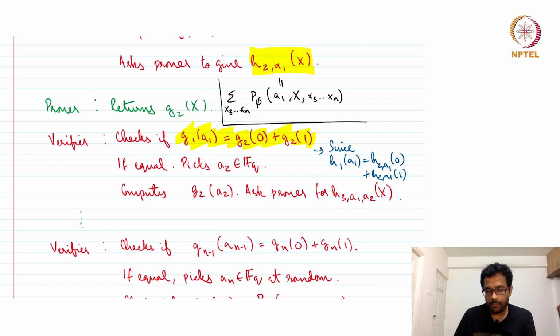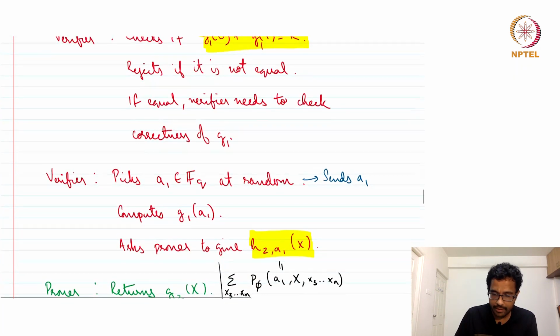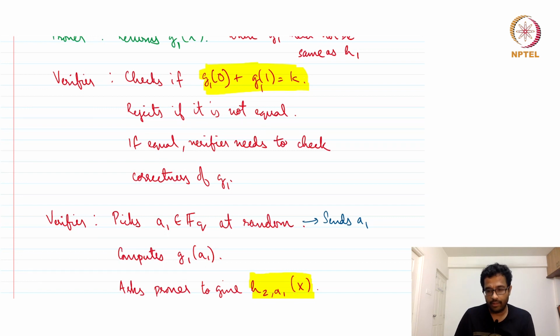The challenge here is that every time, the prover does not know which random value is chosen from the field. As I said before, g1 could be engineered in such a way that g1 of 0 plus g1 of 1 equals k. But then he is already committed to the polynomial g1. Now the verifier comes up with a random value a1, and in order to convince the verifier, the prover has to make sure that g1 of a1 is equal to the correct value of h1 of a1.